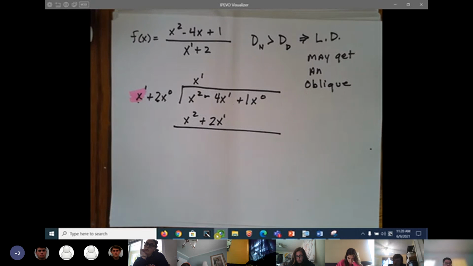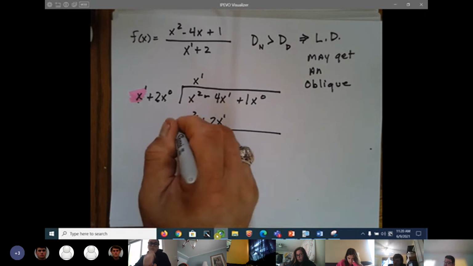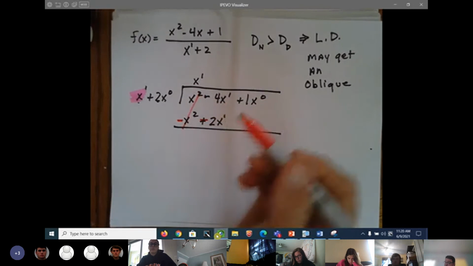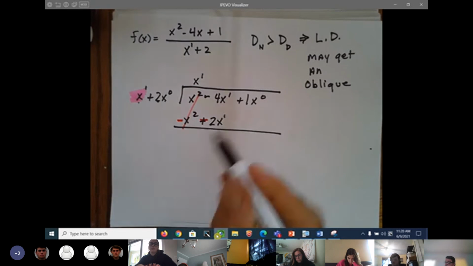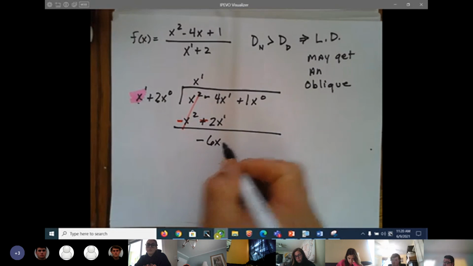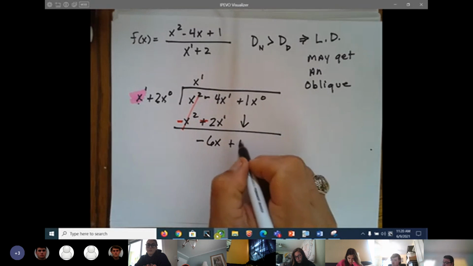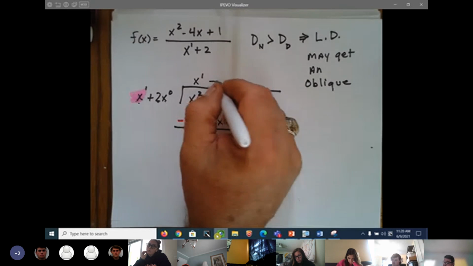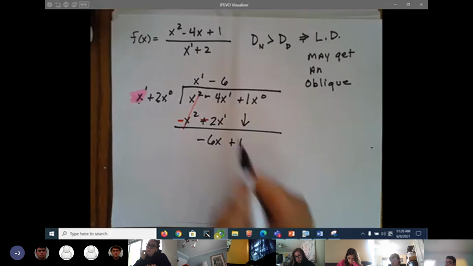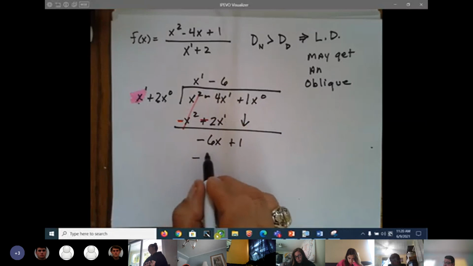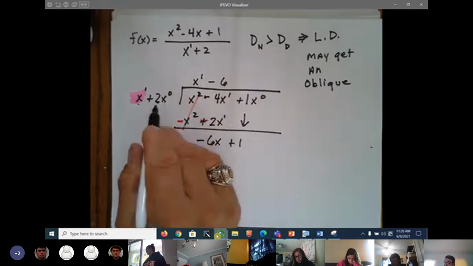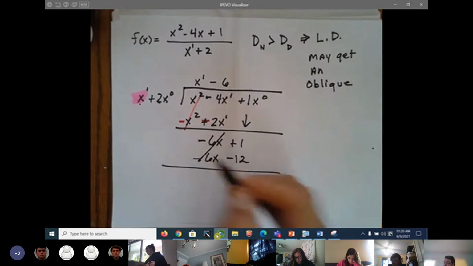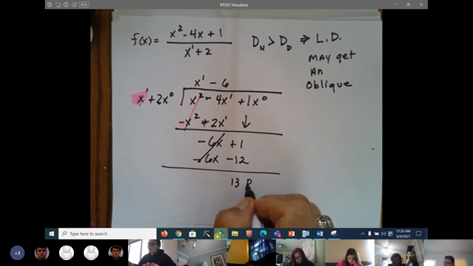Always subtract. That's going to be a negative. That's going to be a negative. This always goes out. Negative 4x minus 2x is negative 6x. The 1 comes down to help out. How many times will x go into negative 6x? Negative 6 times. Negative 6 times x is negative 6x. Negative 6 times 2 is negative 12. That goes out. You're left with a 13 remainder.